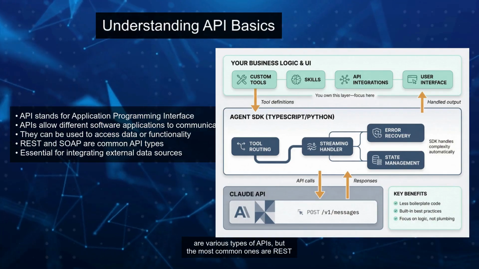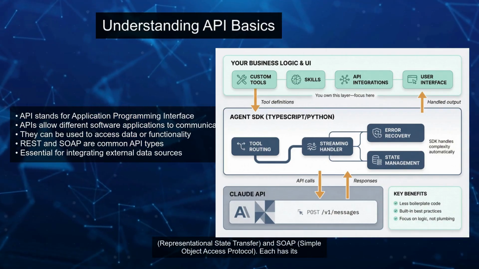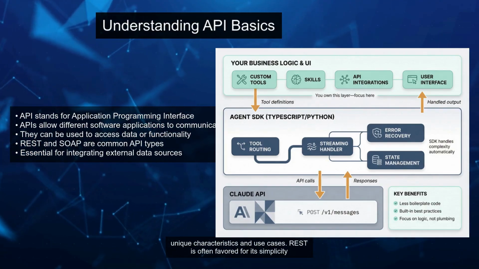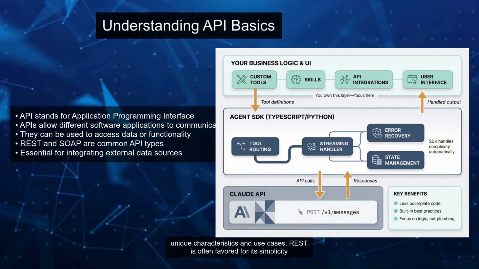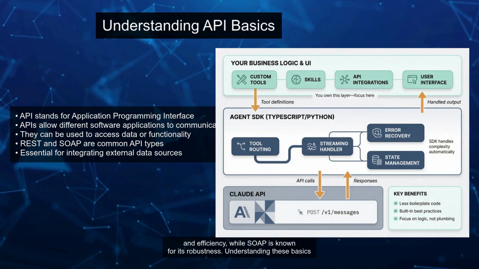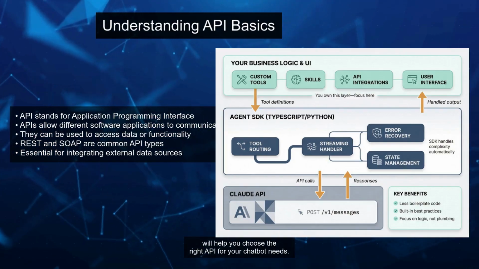There are various types of APIs, but the most common ones are REST, Representational State Transfer, and SOAP, Simple Object Access Protocol. Each has its unique characteristics and use cases. REST is often favored for its simplicity and efficiency, while SOAP is known for its robustness. Understanding these basics will help you choose the right API for your chatbot needs.